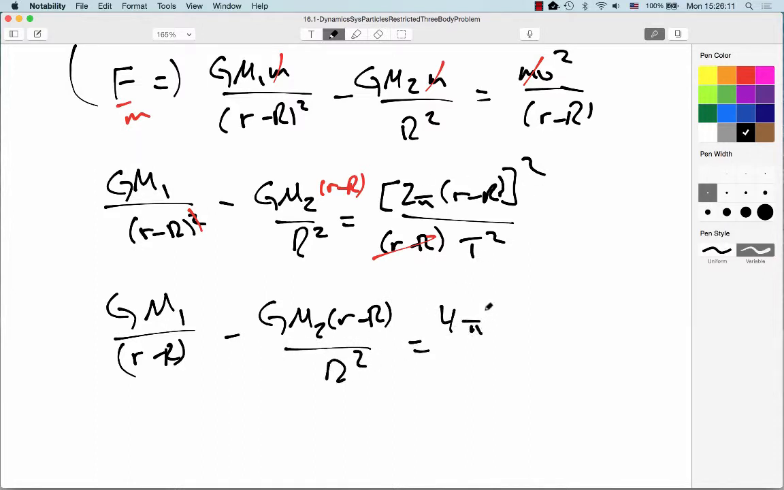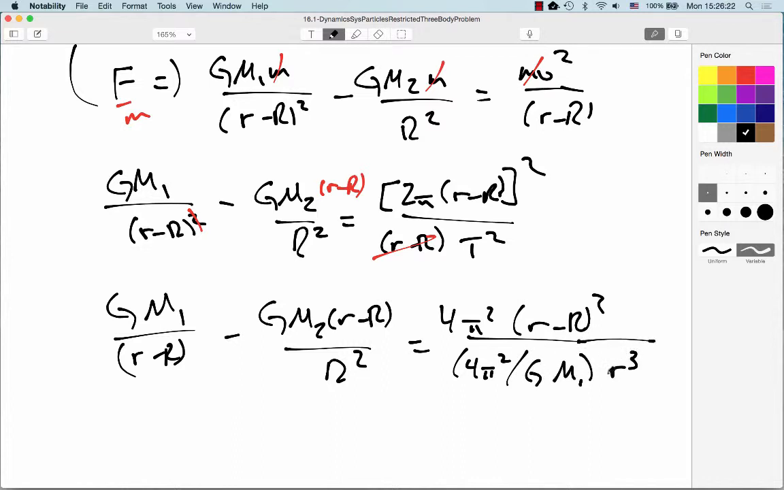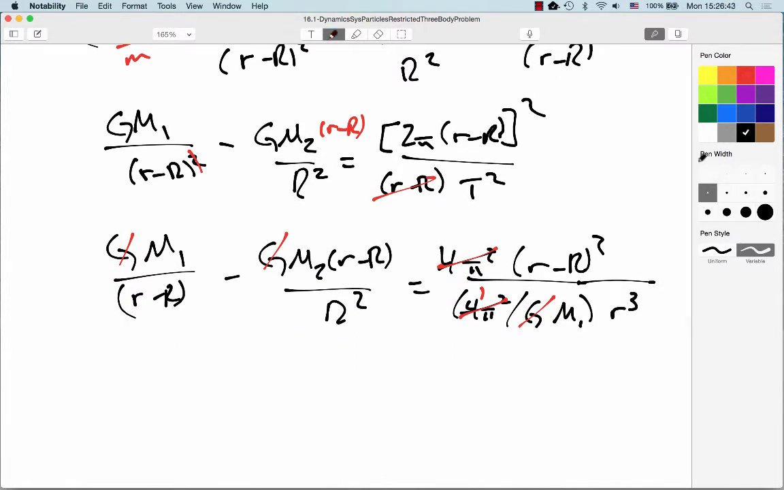squaring this, 4 pi squared times r minus r squared over 4 pi squared over Gm1 times r cubed, little r cubed. Okay, small favors there. We can cancel the 4 pi's like that. And this is 1 over G, so we can cancel the G's too. Life's good. And we can clean this up a little bit.